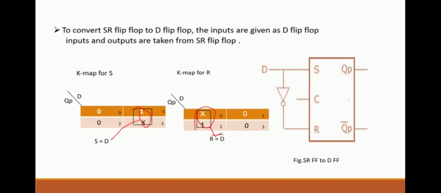The last step is to construct the circuit diagram for SR flip-flop to D flip-flop conversion. So for that, we first need to draw the circuit diagram of available flip-flop, that is SR flip-flop. For that, we need to modify this flip-flop diagram as per this Boolean expressions. In this Boolean expression, S is equal to D. So we connect this D to this S, and in this Boolean expression R is equal to D bar. So we invert this D using NOT gate and connect it to R.